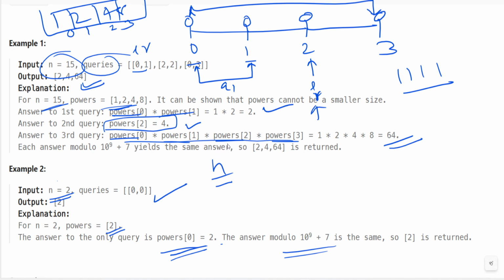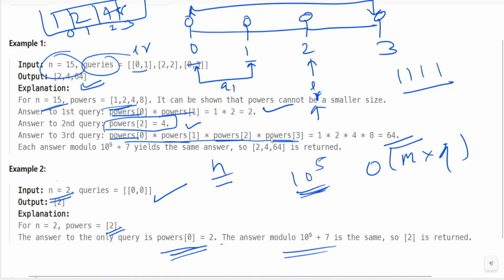So what do we need to do for each query? For each query, it will just ask for the product of a subrange of the power array, and we will get it. If you go to the constraints, you will see up to 10 to the power 5 queries. We cannot multiply from scratch each time, because that becomes slow, O of m cross q.